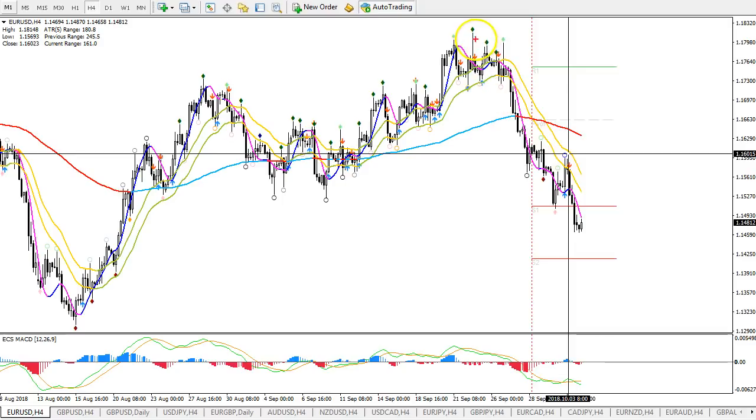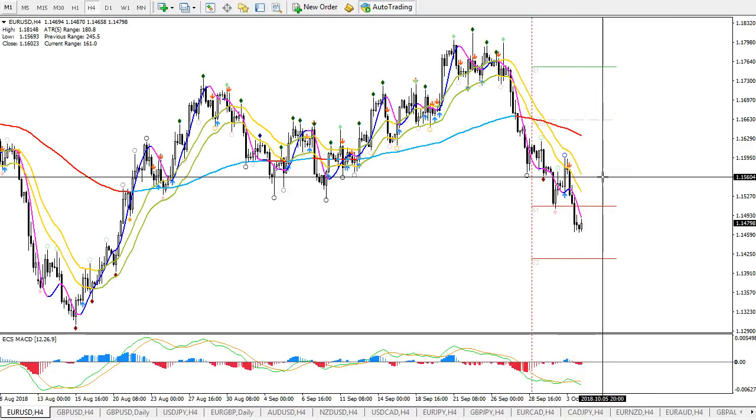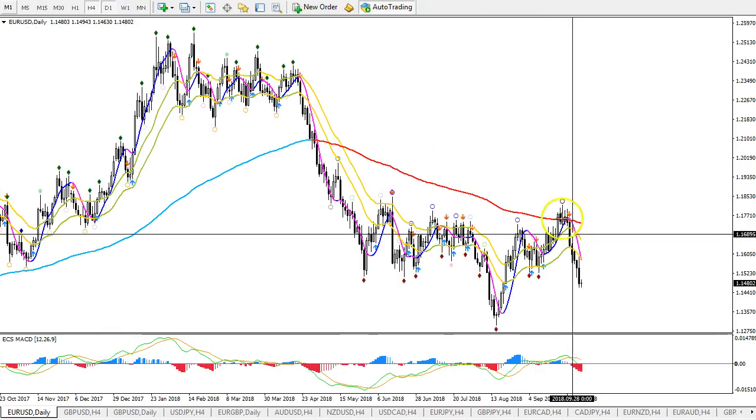I was still thinking that this is looking like a 5-wave pattern, right? For a wave A, up we go for a wave B, and down for a C. But with this break, that might change. This might not be an ABC, but the start of a downtrend. Let's take a look at the daily chart.